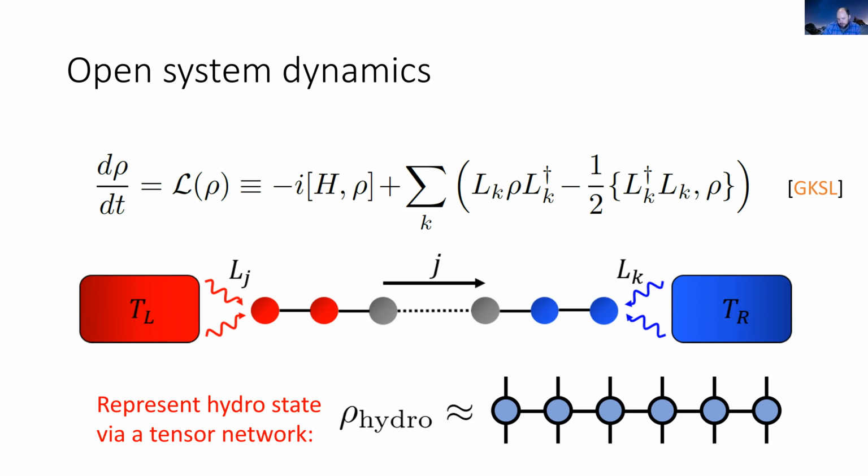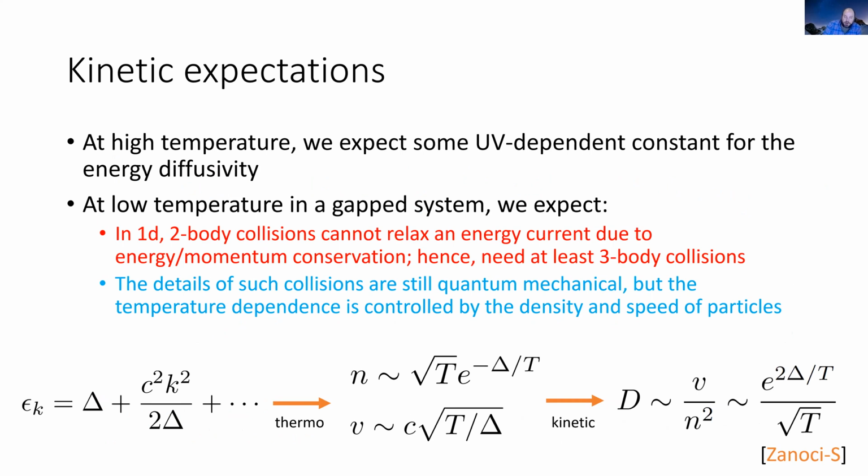So with a student, he was an undergraduate who worked with me, Chris Zanocci, we actually did this for the Hamiltonian I showed you before, in the regime where the temperature is small compared to the energy gap between the first excited state and the ground state. And in that regime, let me just tell you quickly what you expect physically.